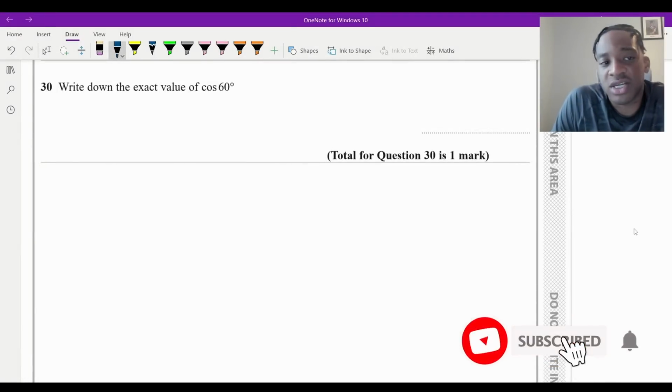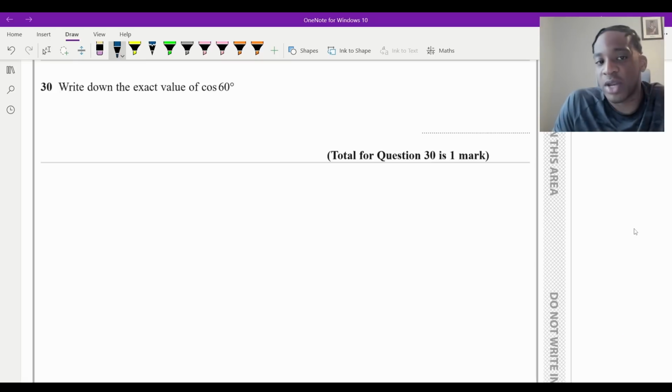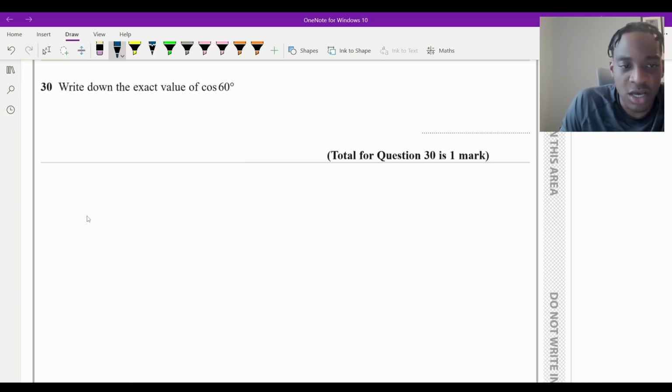Okay, so question 30 says we need to write down the exact value of cos 60 for 1 mark. Now you don't have a calculator, so what you need to rely on is your knowledge of your exact trigonometric values. And what you can do is construct a table and you can memorize this for the exam. So I'm going to do it here. Now it works like this. You're going to write sine here. You're going to write cosine here. You're going to put a square root like this.